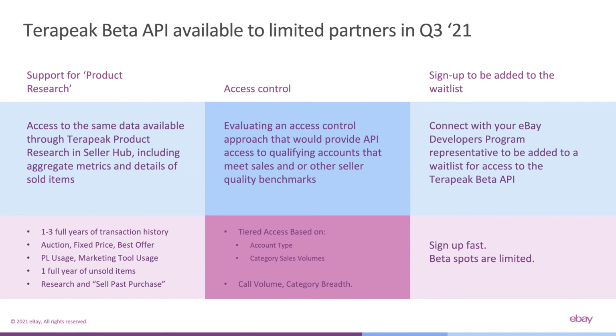The biggest thing you can do right now, if you have interest in this, is to reach out to your representative with the eBay developer program, or go to developer.ebay.com and request access to this so that when we launch the beta in Q3, you can be part of the first population to get access to this API. So again, I'd like to give you a bit of a sneak peek into what we're working on for what we'll be launching in Q3.